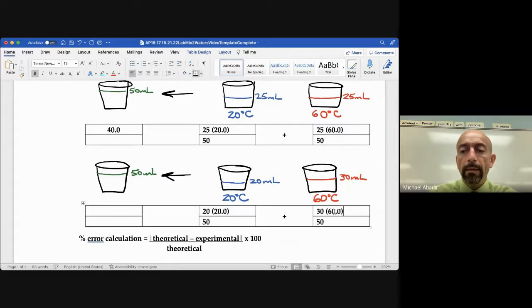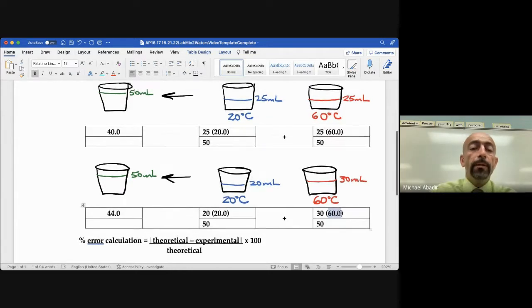And when you do the math for that, you're going to come out to have an average temperature of 44.0 degrees Celsius, which makes sense because 44 is closer to 60, and that's because you had more of the warm water. And then finally, what you would do is find the percent error.